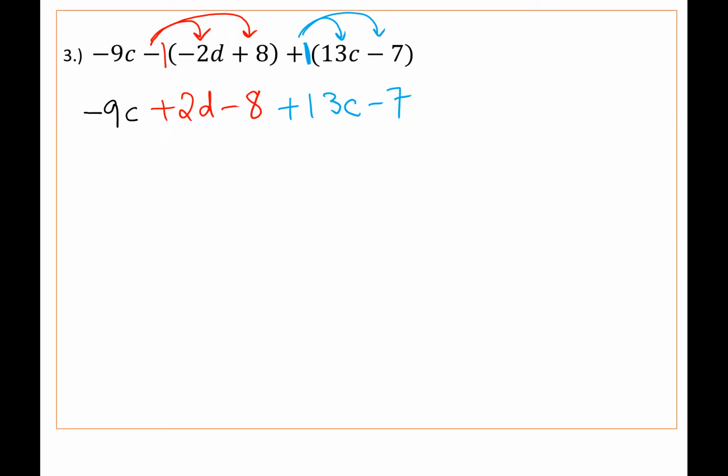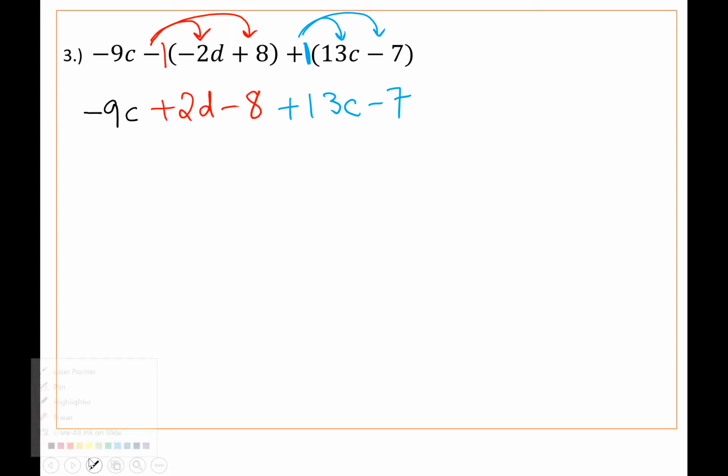Okay, so at this point, there's no more parentheses. In the first parentheses, I distributed that minus sign as a -1. The second parentheses, I distributed a +1. So here's where we are. -9c plus 2d minus 8 plus 13c minus 7. Now let's see if we can combine like terms. So we distributed first. Now we combine like terms.